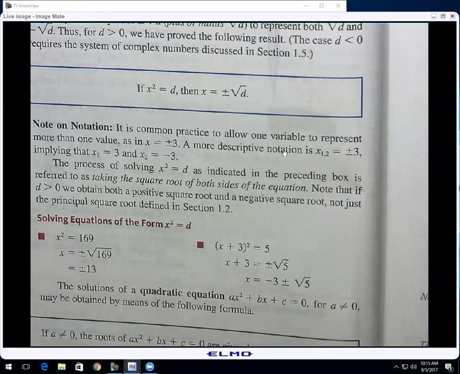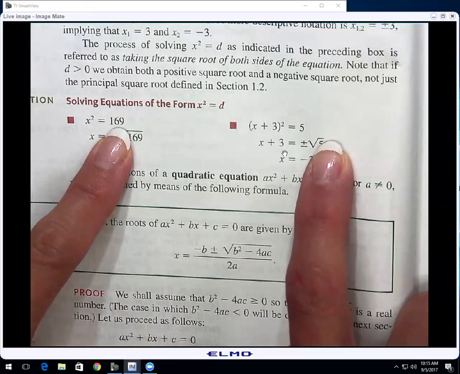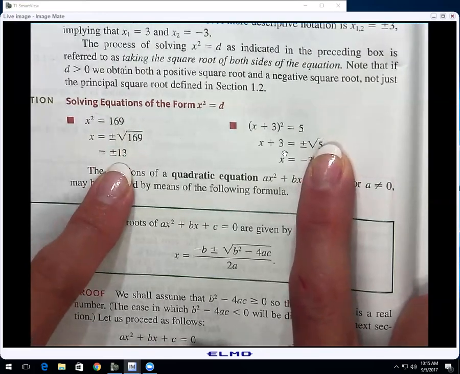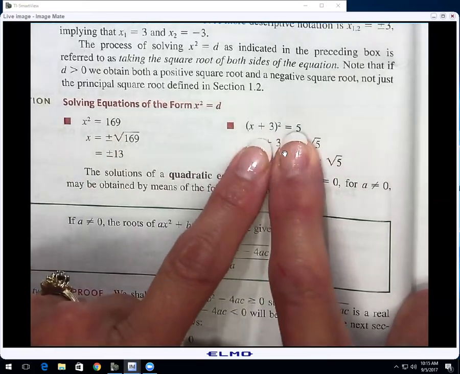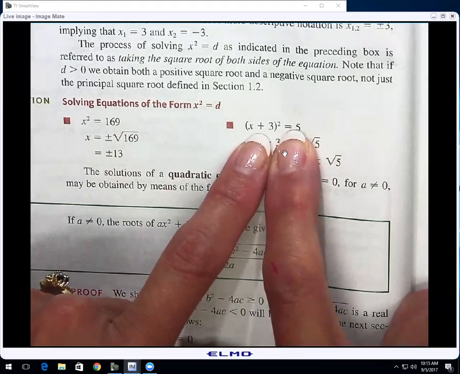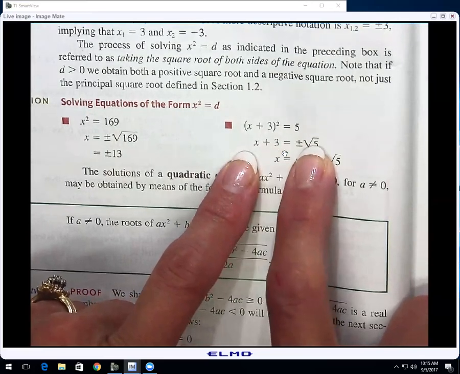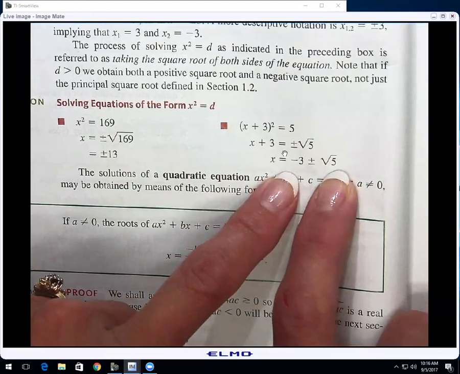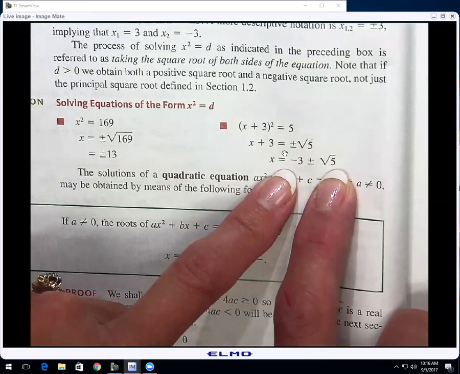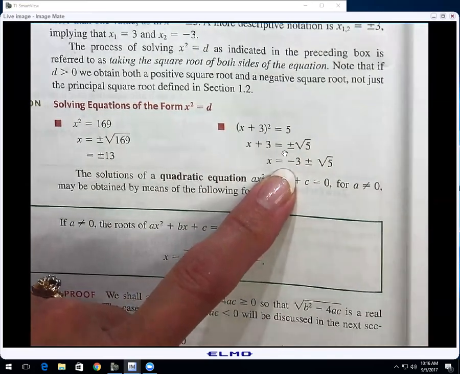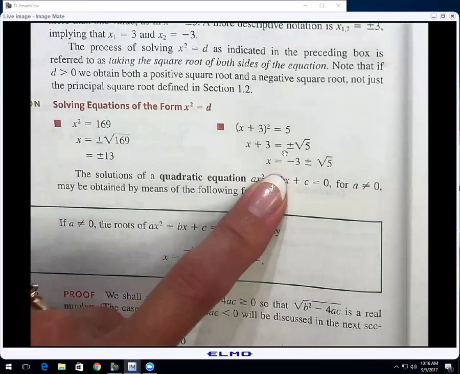So, 2 examples using the square root method. If you just have x squared equals 169, when you take the square root of both sides, you get positive and negative 13. If you have a binomial squared equals a constant, when you take the square root of both sides, you just get the binomial equals plus or minus square root of 5. Subtract 3 from both sides. And then that's the exact answer. If you needed a decimal approximation of the 2 answers, you could put negative 3 plus square root of 5 in your calculator. That's one of the answers. Negative 3 minus square root of 5 is the other answer.